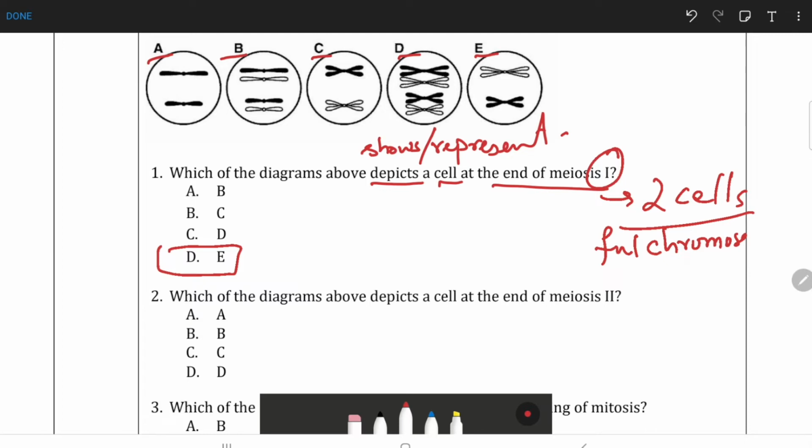Like the cell E. Which of the diagrams above depicts the cell at the end of meiosis 2? Now we have meiosis 2. It should have 4 cells, and each cell has half the chromosome number. See, only A has the half chromosome number out of all.